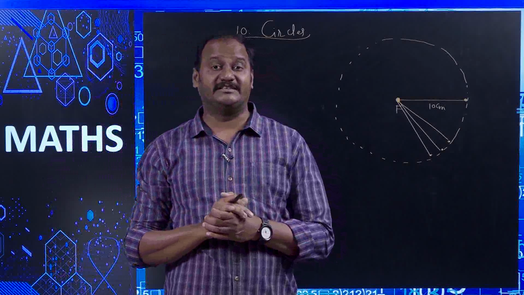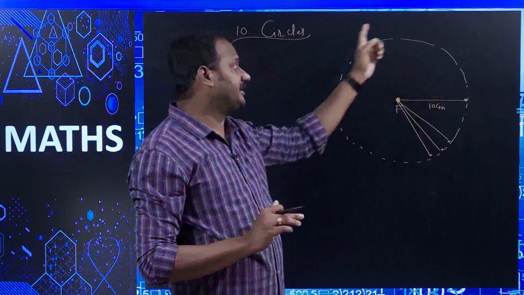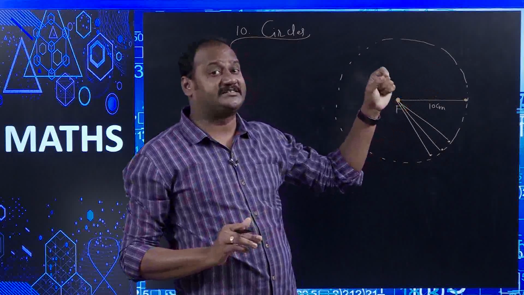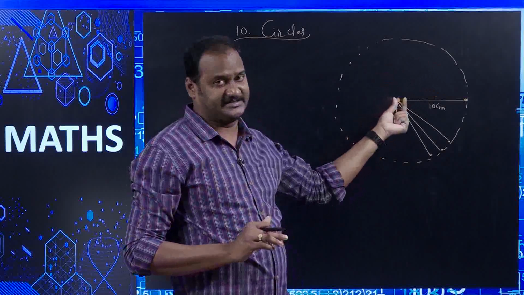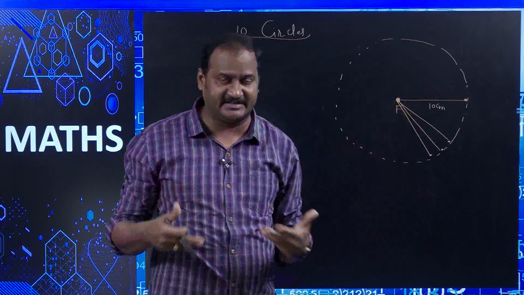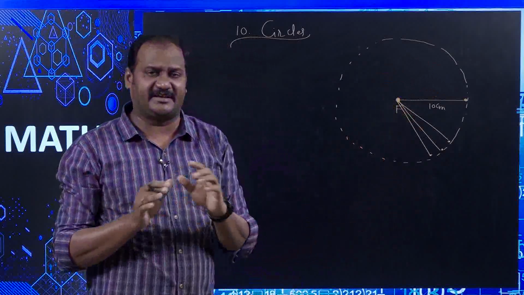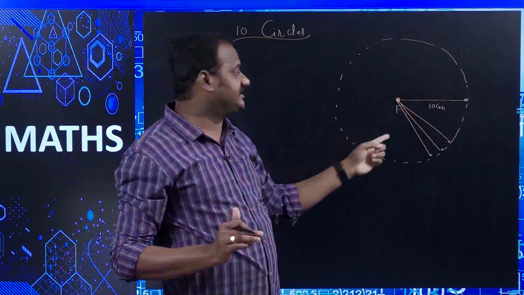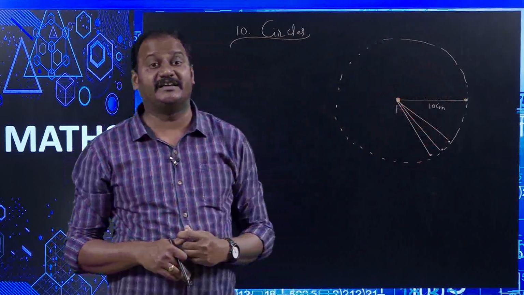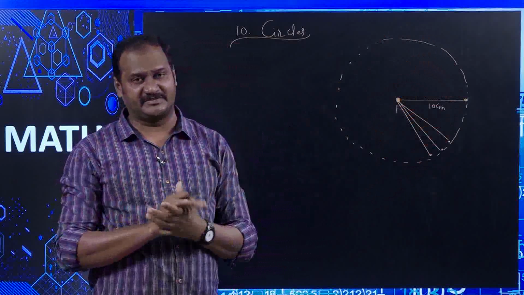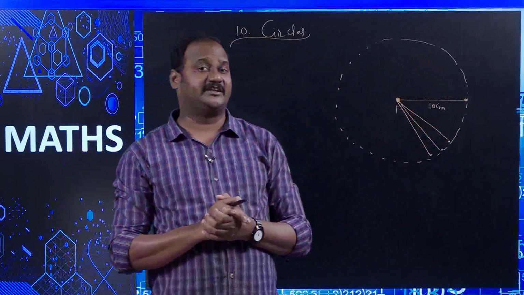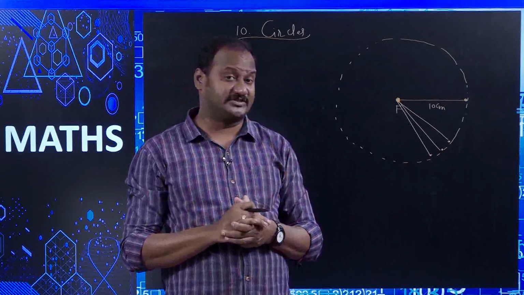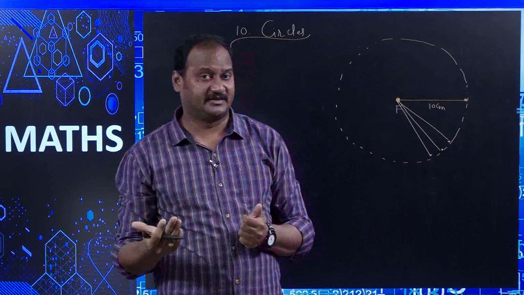A circle is the set of all points, the collection of all points, which are equidistant from a fixed point. That distance can be 10 centimeters or 2 centimeters or 2.5 centimeters, it can be anything. So the set of all points which are equidistant from a fixed point is said to be a circle. That is the definition of a circle. If we understand the definition clearly, then you can answer the questions that I am going to pose now.